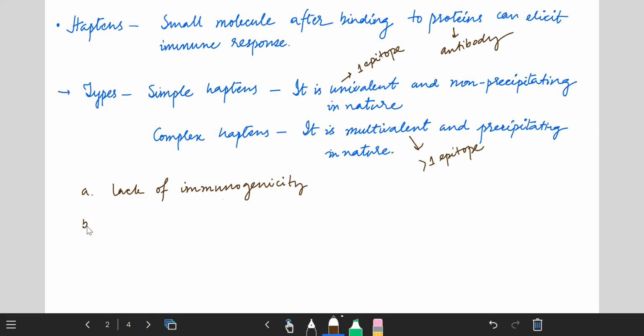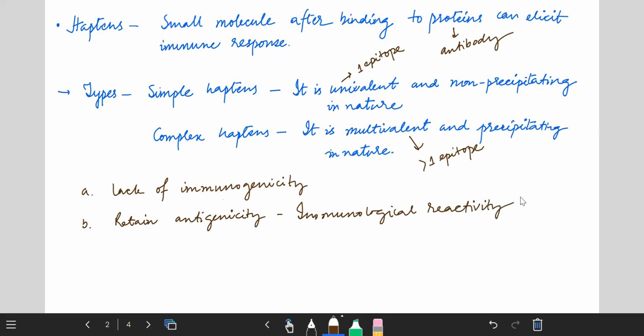Okay. The second one is retained antigenicity, or you can say immunological reactivity. It means it can bind to their specific antibody or T cell receptor. So that's why they retain antigenicity. These are the two important properties of haptens.